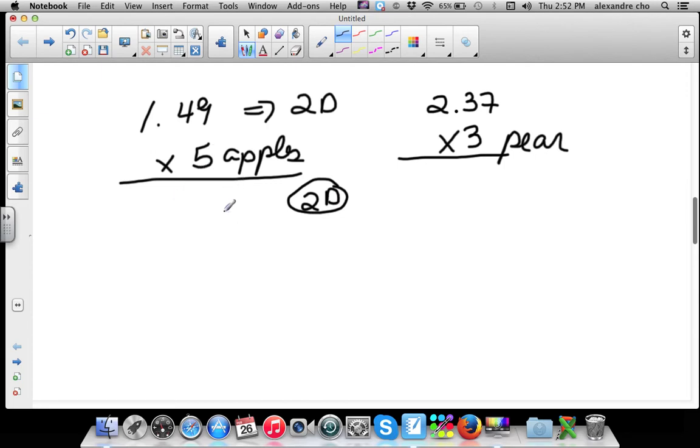5 and 9 is 45, goes 4, 24, goes 2, 745. My answer should have 2 decimal places, so it's going to be right here. So 5 apples will cost me $7.45.